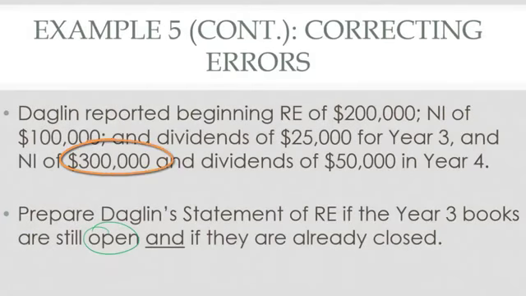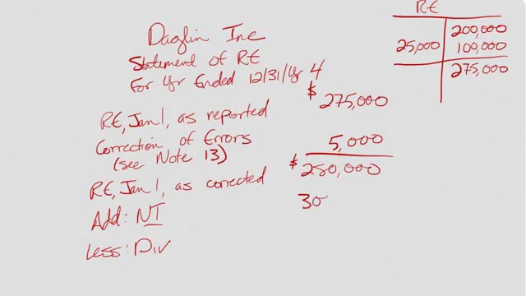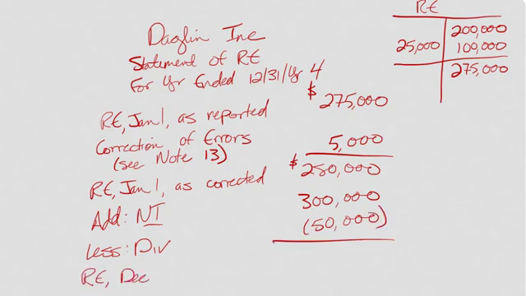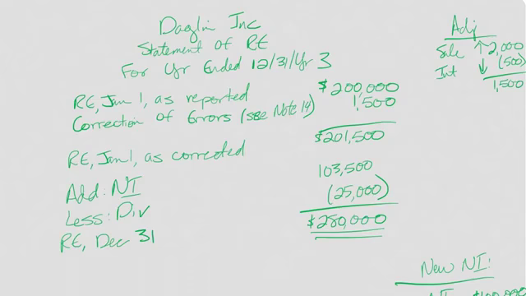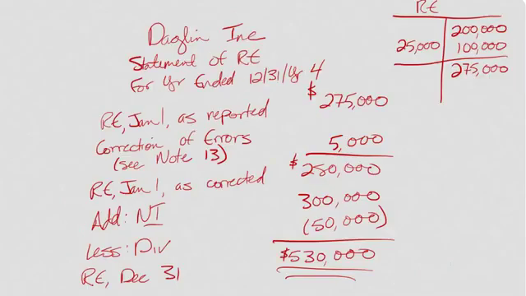So I can just use the reported number. Here it is, 300,000 in year 4 and dividends of 50,000 in year 4. Net income, 50,000 for dividends. And that gives me retained earnings December 31 of 530,000. Now, either way here, I'm good to go. Either I fix it in year 3 or I fix it in year 4. Doesn't matter. It all comes out the same. Either way, I end up with a beginning balance for year 4 of $280,000. And that's what I want.